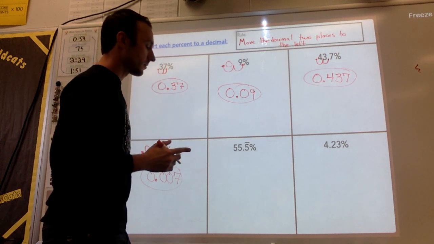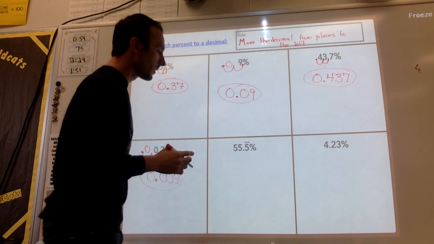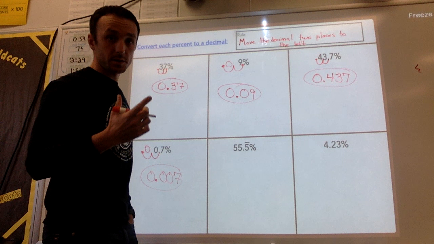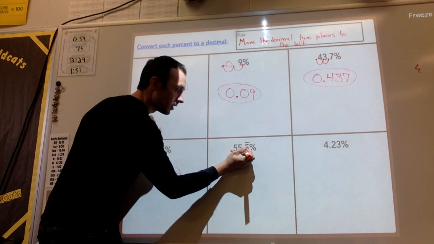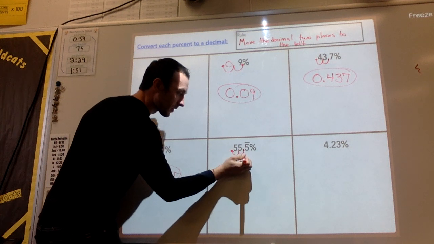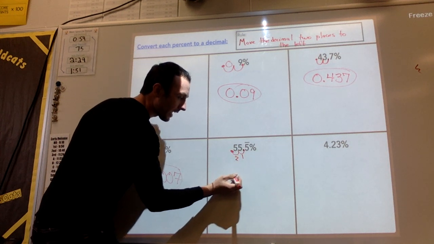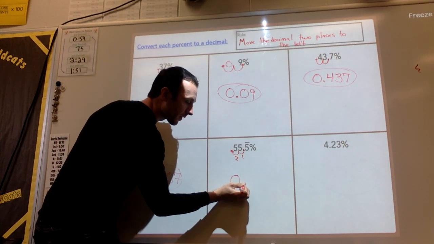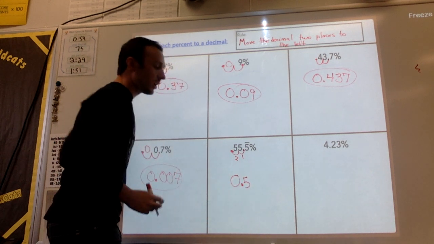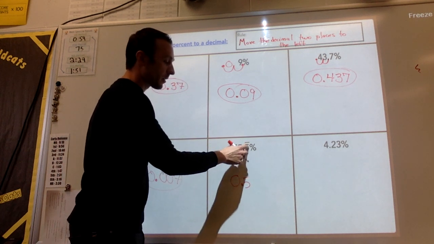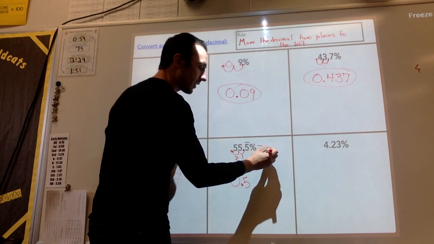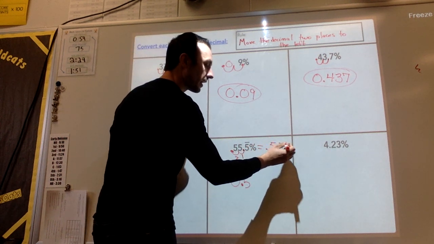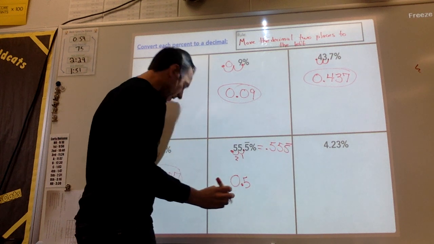Here I have 55.5 repeating percent. I'm still going to move it 2 places to the left. So I'm going to go 1, 2. So it was there. Now it's there. I'm just going to move it 1 time, 2 times. And if you notice, this is 5, 5, and then repeating 5. Well, if I move it twice, it's now the same as 0.5, 5, 5, and that repeating bar there.